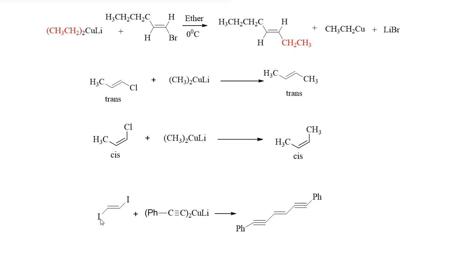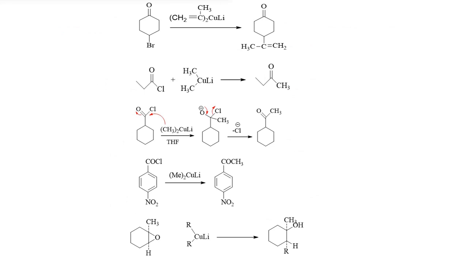In this reaction also you can see the stereochemistry is maintained. It is 1,2-diiodoethene, which is trans. On treating with this Gilman reagent, iodine gets replaced forming these products. You can see the product having the same configuration as the substrate molecule. It is trans, the product also trans. Okay.